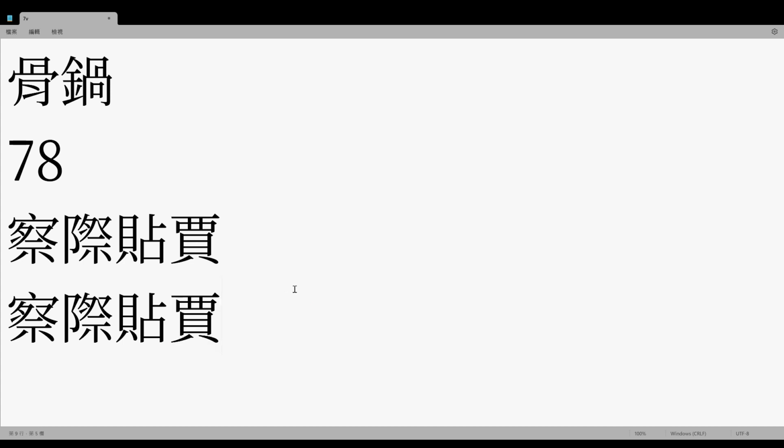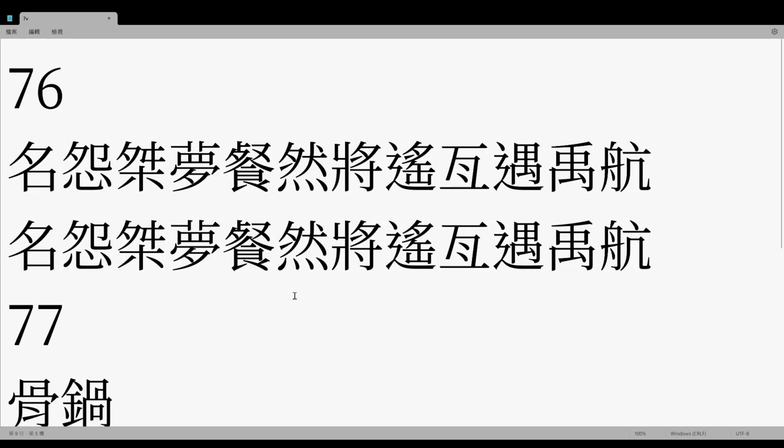Alright, that's all for the 7 lower key radicals in array input method. 76, 77, 78.